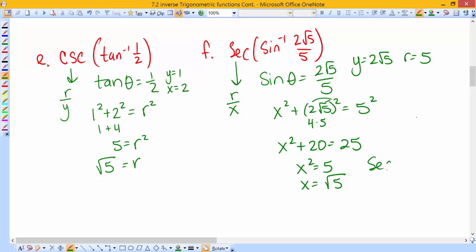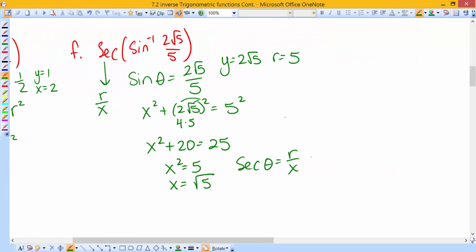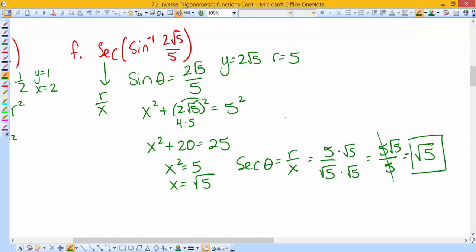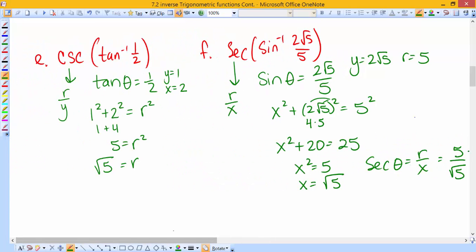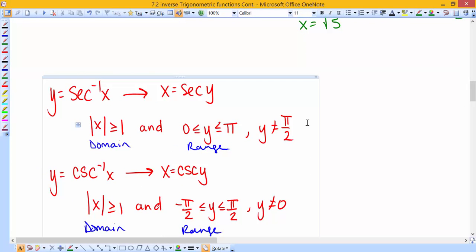Secant of theta is r over x. R is 5. X is root 5. Hopefully you are thinking we cannot have the square root in the denominator. It's irrational, so we have to make it rational. 5 times root 5 is 5 root 5. Root 5 times root 5 is 5. 5's cancel, and we are left with the square root of 5. All right, I think that wraps up example 1. Let's move on to example 2.